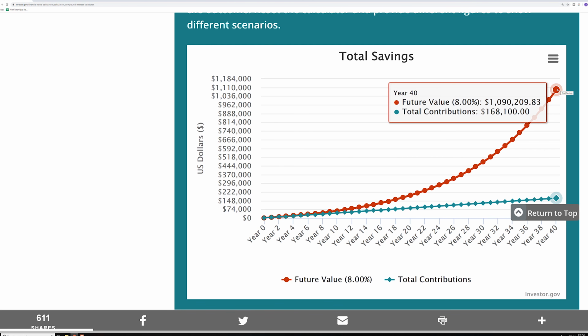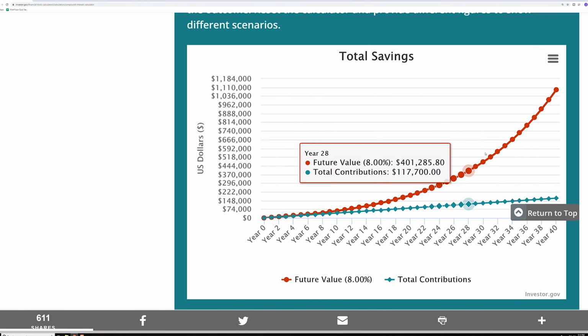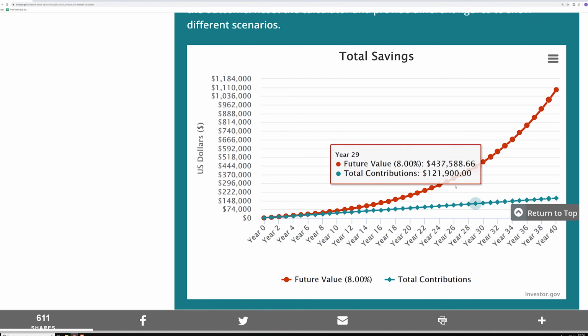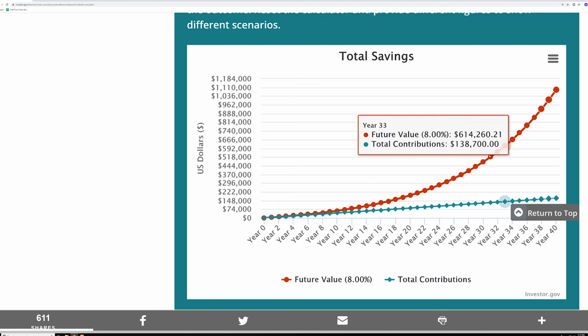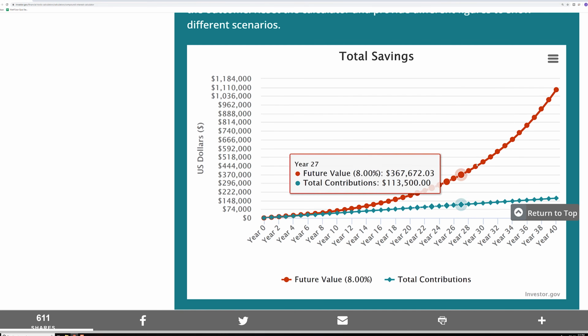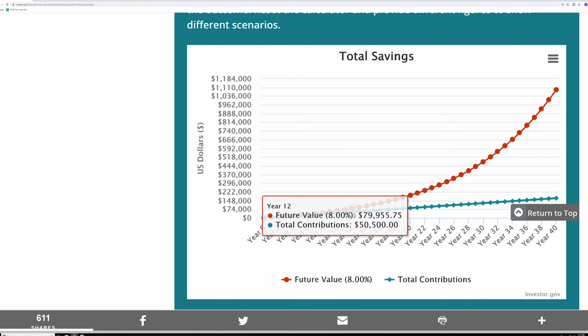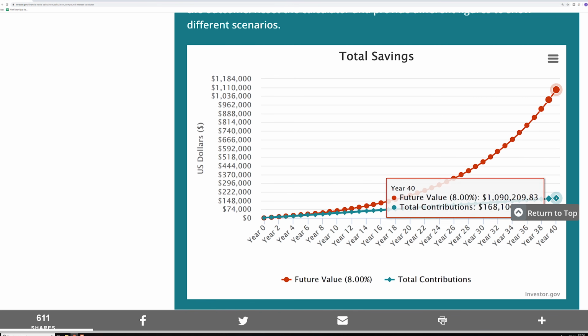I only put in $168,100. So I saved that $350 every month, and yes, it was a challenge to save that money, but I put in $168,000, and I got basically $850,000 for free by doing that. This red curve is the exponential growth curve of all the free money that has come into my pocket by saving early and saving as much as I possibly could. And then the green line is just the money that I've put in.